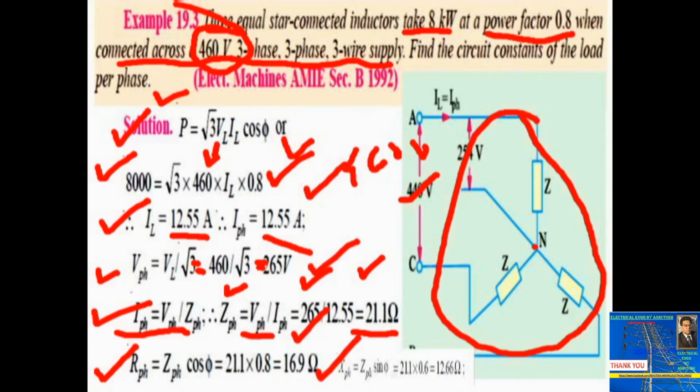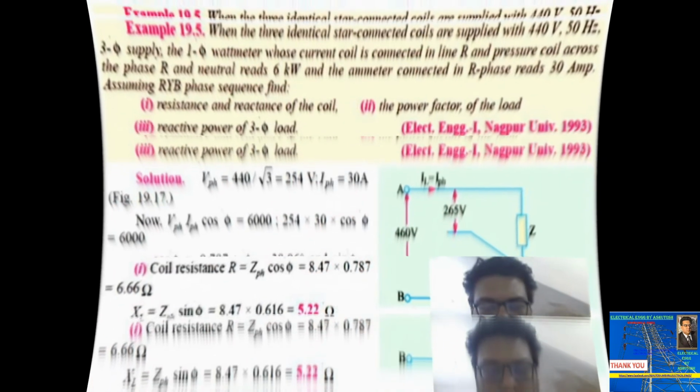And XPH is equal to ZPH sin phi. Z we already calculated, 21.1, into sin phi, which we calculate because cos phi is 0.8. You can use the formula sin phi is equal to under root of 1 minus cos square phi. So it is equal to 0.6, and the value of reactance XPH is equal to 12.66. So guys, this will be the impedance.